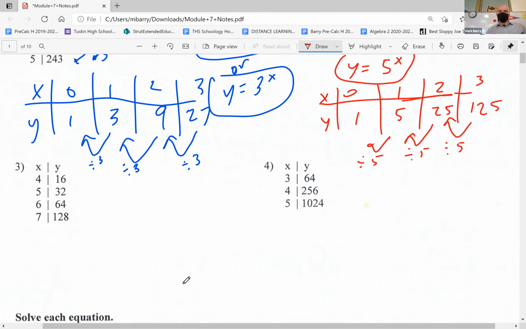All right. Yeah, let's do one more. We'll skip number 4, but we'll do number 3. So this one, I see that our multiplier is times 2.